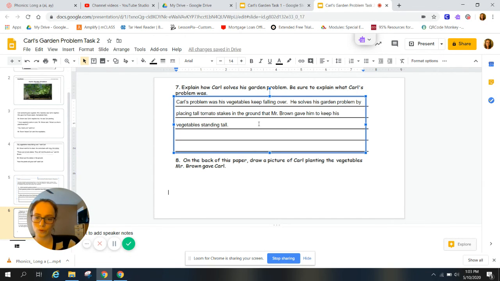Good job. Again, pause the video if you need more time writing, but at least we're able to go back in the story and look for these answers on this one. And number 8, you guys can do on your own. It says on the back of this paper, draw a picture of Carl planting the vegetables Mr. Brown gave Carl. So on the back of the paper, draw a picture. And if you want to, take a picture of your work and send it to your teachers. I'm sure they'll love a picture of your drawing.